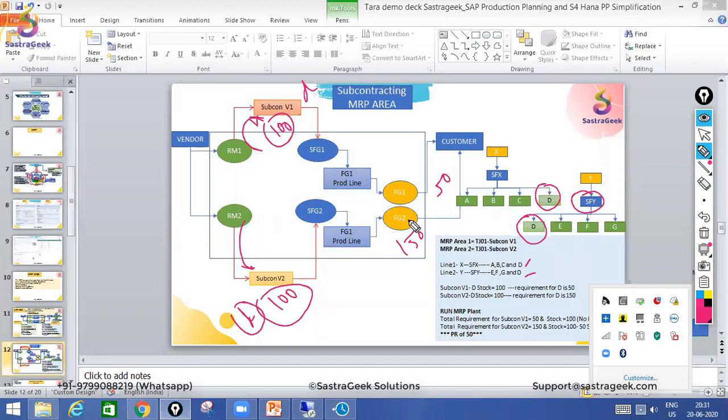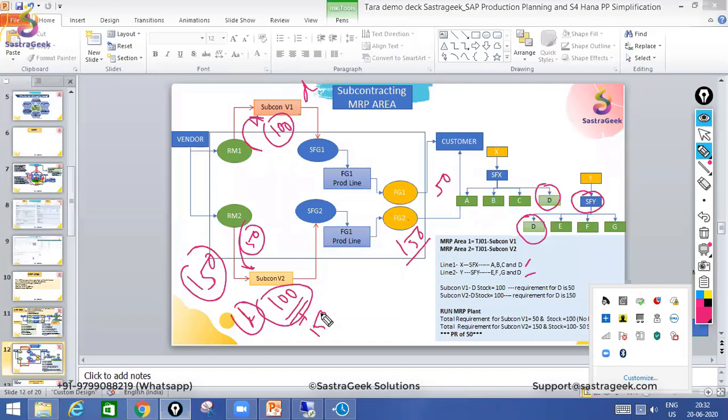Done. In the second scenario, in the second production line, the system comes up with the calculation that we need to manufacture 150. That means we need to send raw material of 150 to the subcontractor. The subcontractor already has a stock of 100. That means now we need to send only 50, so that here it will get 150 and it will produce the same finished material and come back.